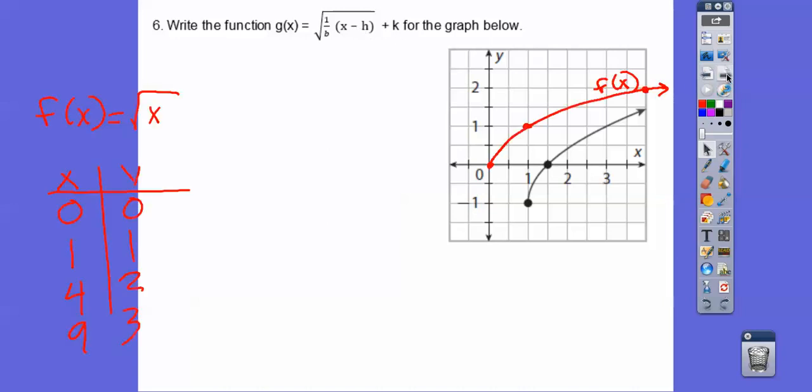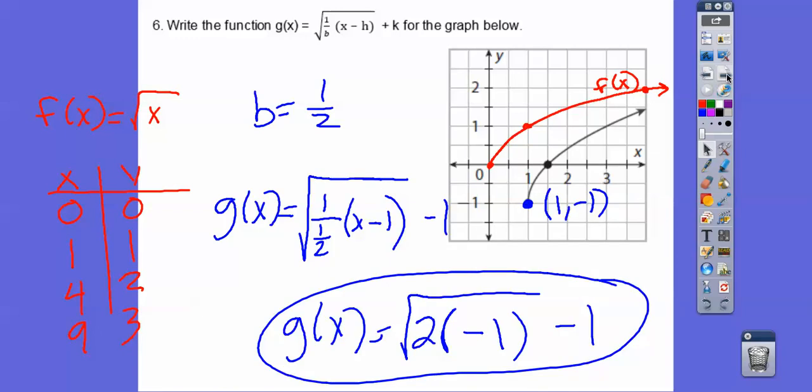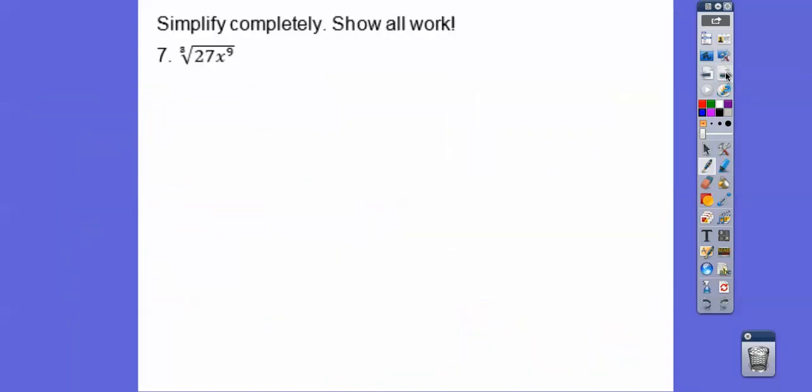And then there's our parent graph right there. And then so b is up 1. It's over a half. So this is how much it goes over. It goes over a half. So 1 over a half is the same as 2. Okay. Oops, I should have an x right there. Let's put that x in there. Should be an x right there. Okay, so x minus 1. Okay, groovy.